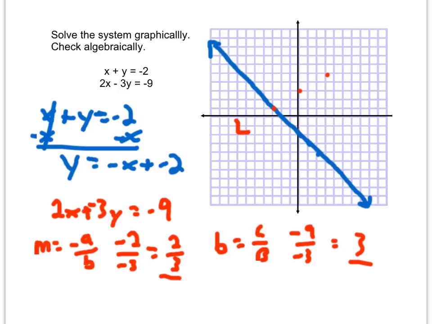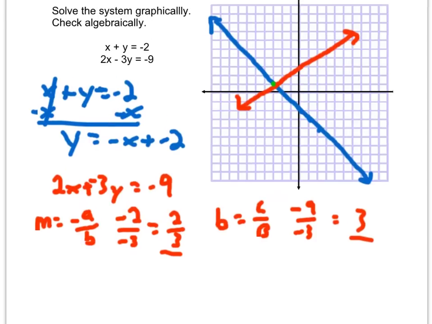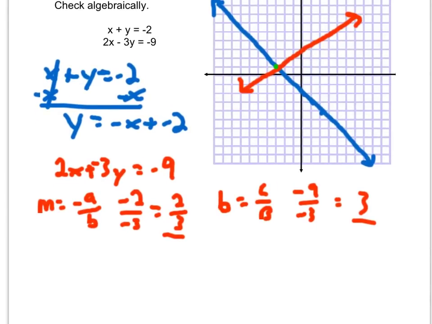Okay, and now my line, this one I can tell where they cross already, so I don't need to make it quite as big. Okay, and they cross right here. And that ordered pair where they cross should be my solution. So that is at -3 and +1. Should be where they cross.